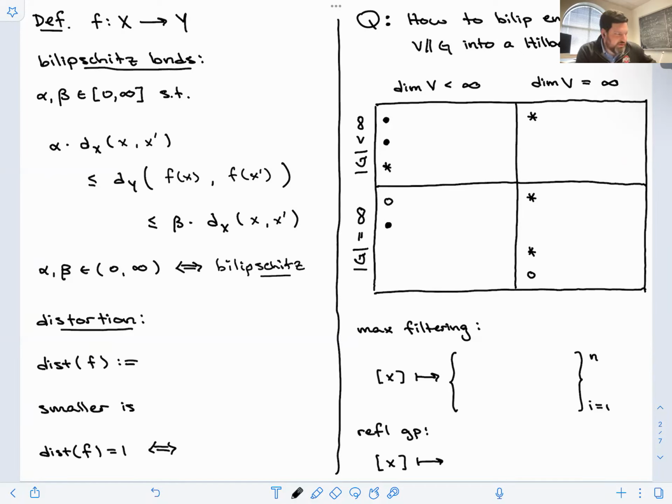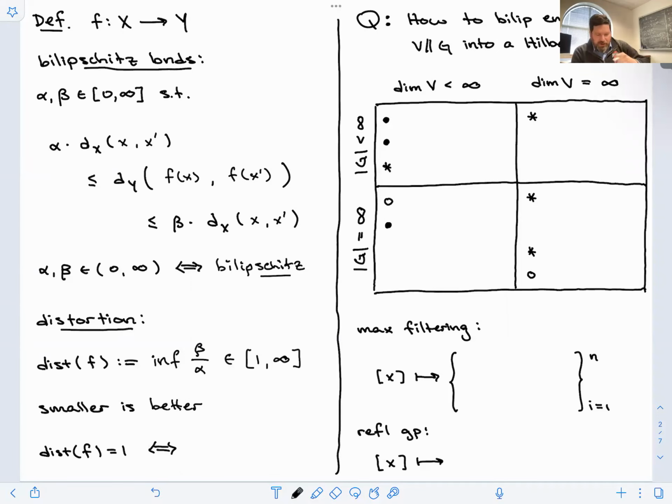Okay, some nomenclature for you. There's a notion of distortion. The distortion is how small can you make this quotient? Some people will always think of alpha as being 1, and then they're just infimizing the upper Lipschitz bound. This number will exist even if you're not Bilipschitz. If you're not Bilipschitz, that number will be infinity. If you are Bilipschitz, it'll be some number between 1 and strictly less than infinity. Okay. When it comes to distortion, smaller is better.